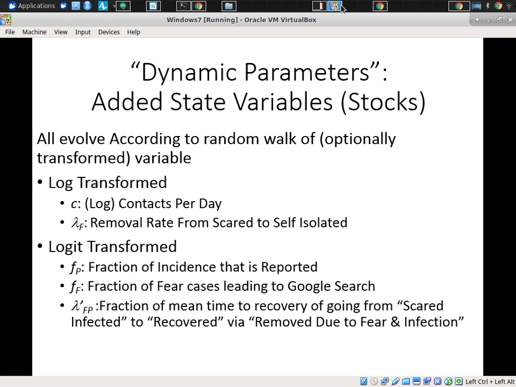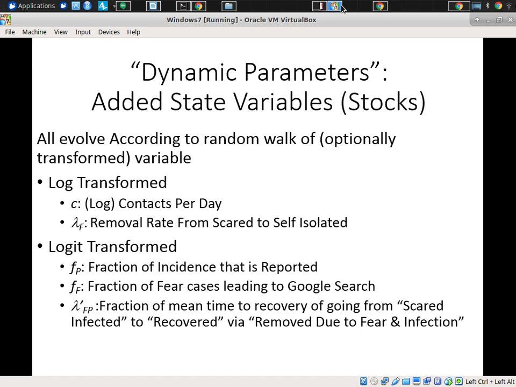And each particle will evolve according to these equations. But beyond that, we also supplemented, per those examples yesterday, those variables with what might be called dynamic parameters. These are parameters which varied over time according to random walks, often in a log transform fashion. Very importantly, they included contacts per day, and the log of that was taken, reflecting the fact that C is between 0 and infinity, and if you do a random walk on that, you start having to do special casing.